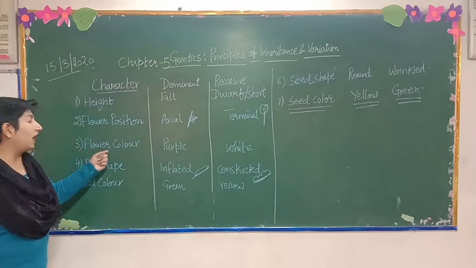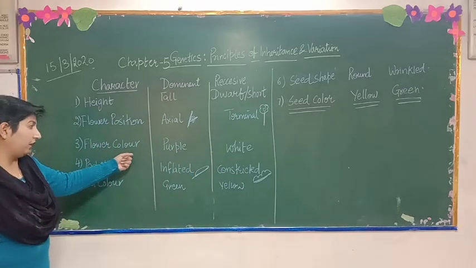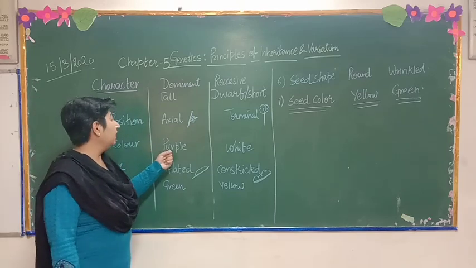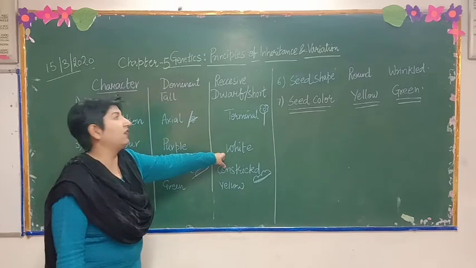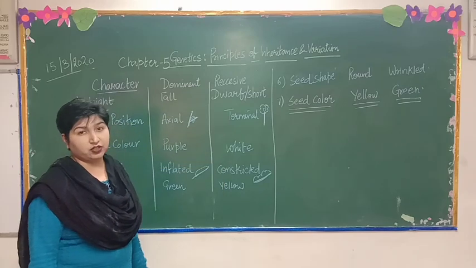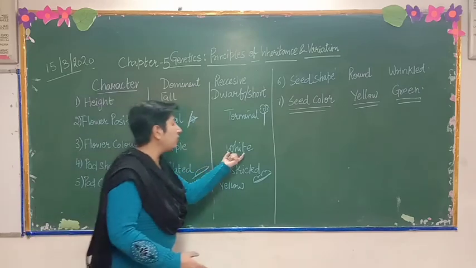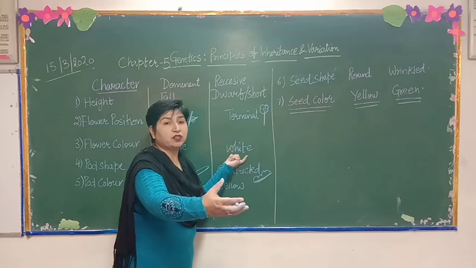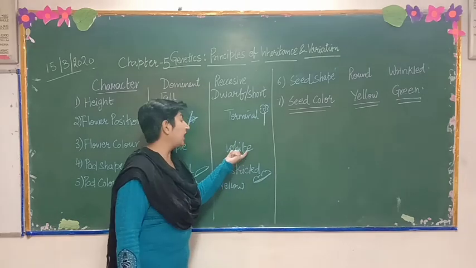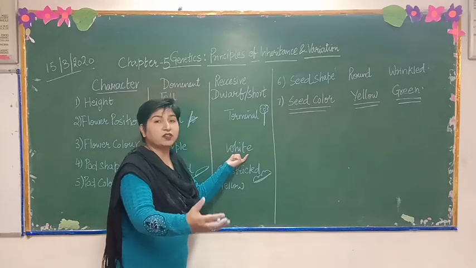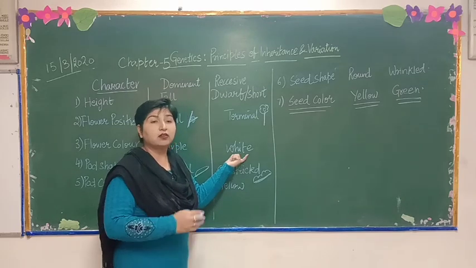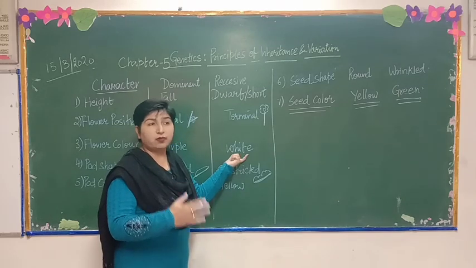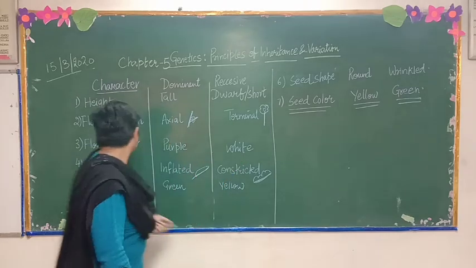Third one is flower color. The purple ones are the dominant ones and the white flowers are recessive in nature. That means they are not appearing in the next generation frequently. But how are they appearing in the next generation? That we will explain when we learn about the Mendel crosses, various monohybrid and dihybrid crosses.